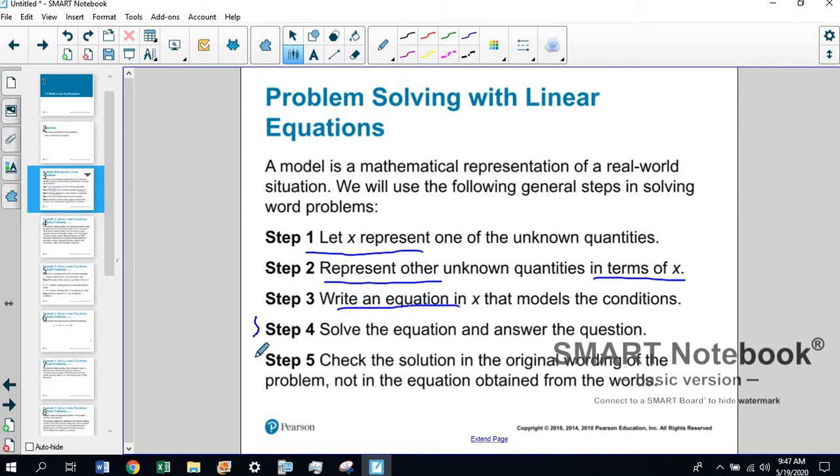And then these two, this is what we've been doing up till now, right? Solving and checking. This is the basic stuff. These are the setup, right? So this is the setup here. 1 through 3 is the setup. 4 and 5 is the actual algebra. So let's do an example.